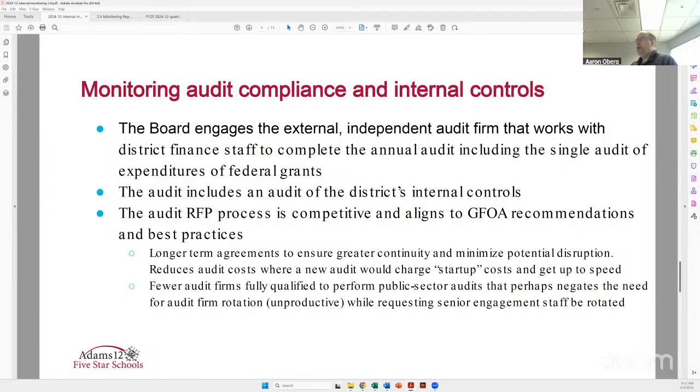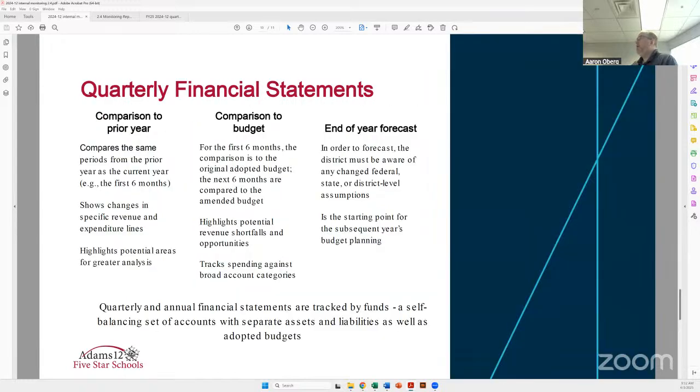You've seen and heard already audit compliance and internal controls, which is the external independent audit, and we're doing really well there. In fact, I'm meeting with our auditor in a week or so to kick off the 24-25 audit. I just did a little happy dance because I'm really excited about getting started on another audit.